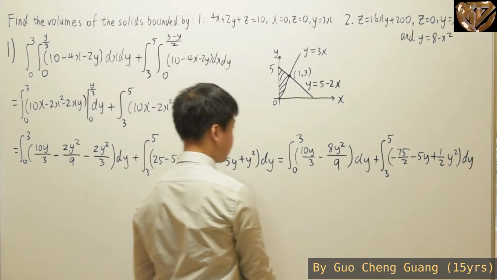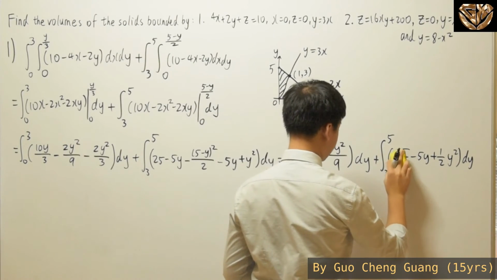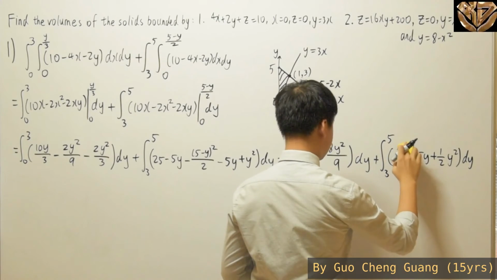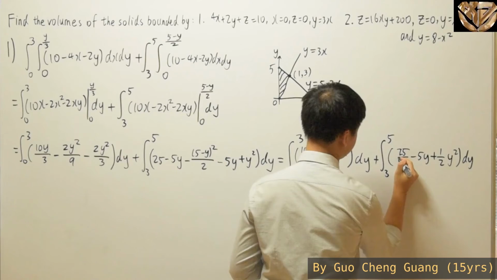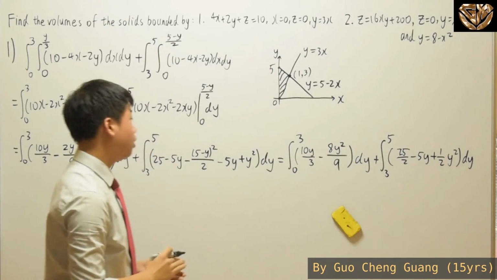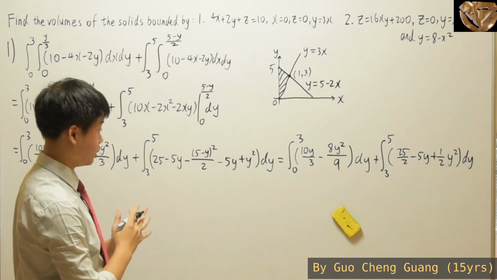Wait, whoops, the first term is not a negative. This is just 25 over 2. Alright, whoops, sorry about that. Right, so this is what we will be seeing.